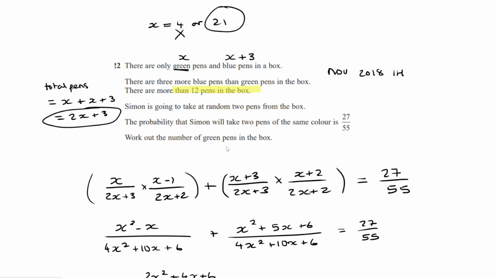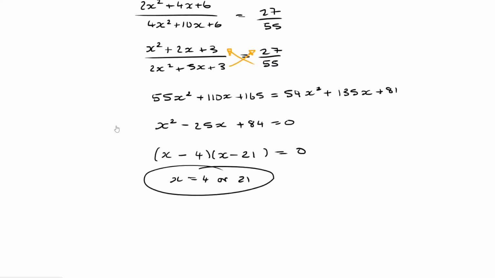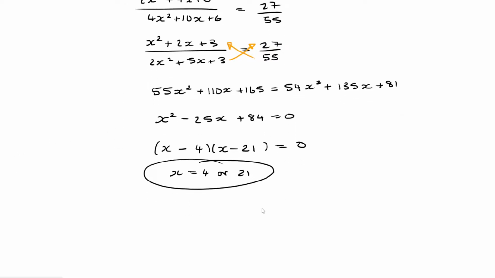Now, what was the actual question? Oh yeah, they were asking for green pens, so you just leave 21 as your answer. Okay, so 21 was the answer to that one. But yeah, it's a long question, that. It's just knowing how to set up that initial equation. 21 is your answer.